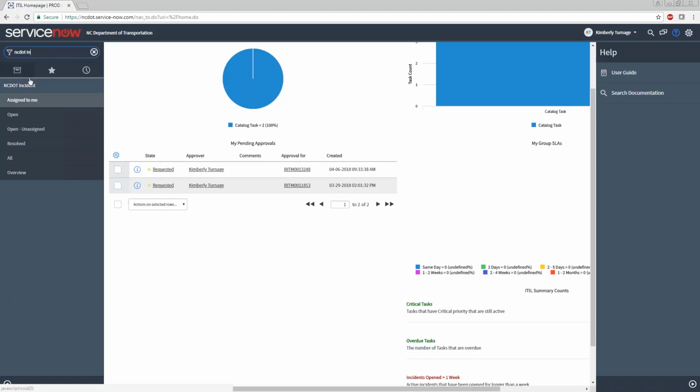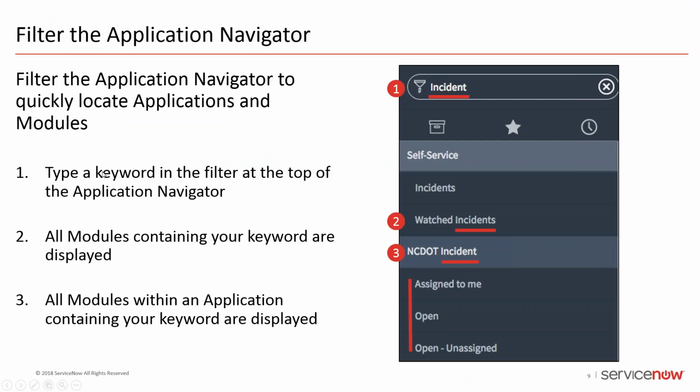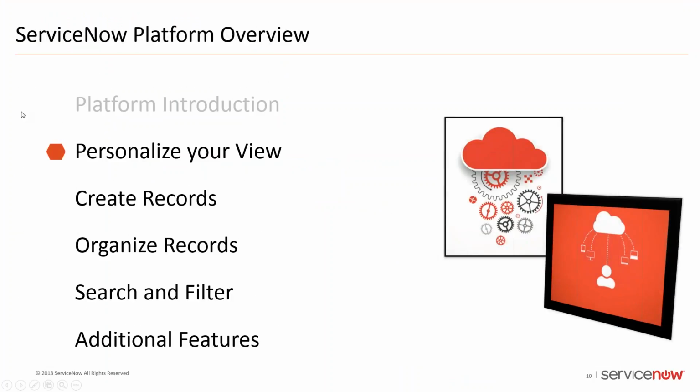And if I put in a specific word, I can filter out to get to NCDOT incident and everything that is in that module. Now we'll talk about how to personalize your view.